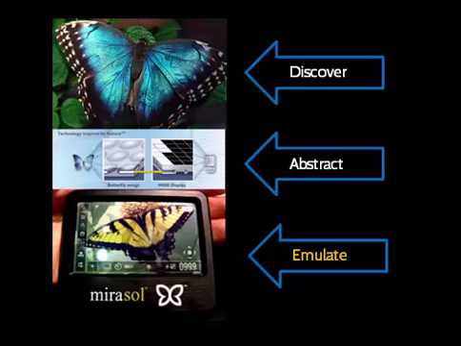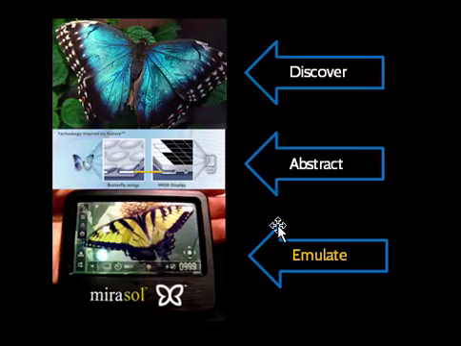So going back to our example, which is what we're using for this week, this Mirasol display. They discovered how the Morpho butterfly is able to create this vibrant color under direct sunlight. They figured out how the butterfly does it. They figured out exactly technically how it's done, like how they could transfer the way the butterfly does it into technical terms, and then they emulated it into a display screen. Okay, so that's what it looks like.